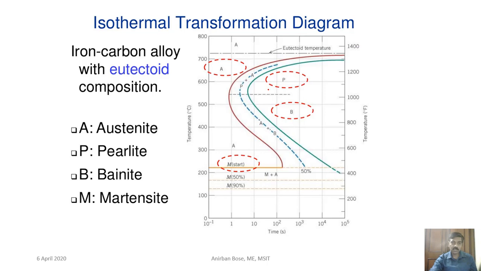Okay, here you can see what the different types of phases present are, like pearlite in this region, bainite in this region. Here it is unstable austenite. Okay, and martensite start. These are the important transformations that we can see.